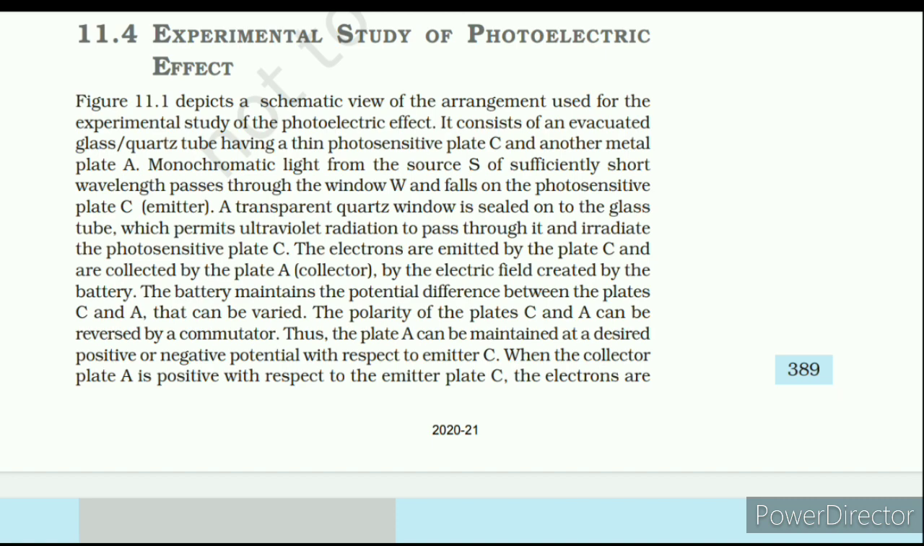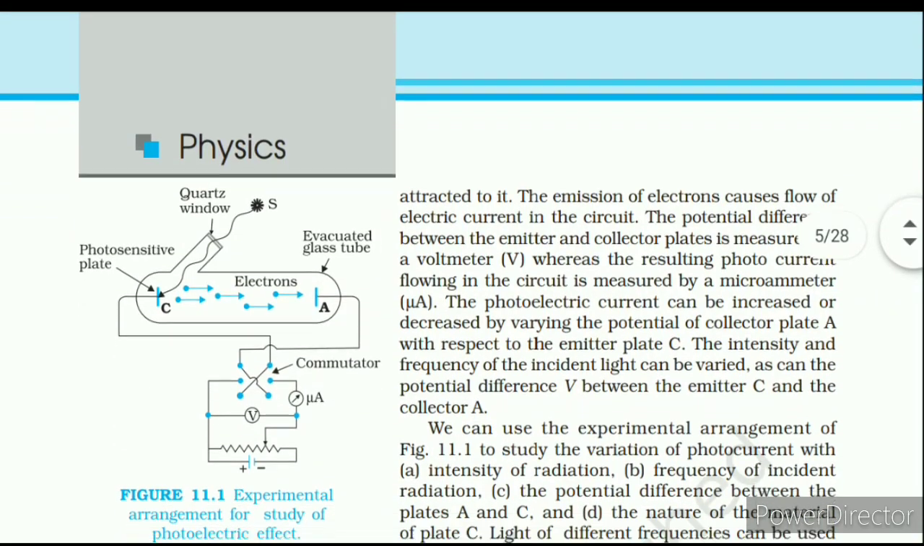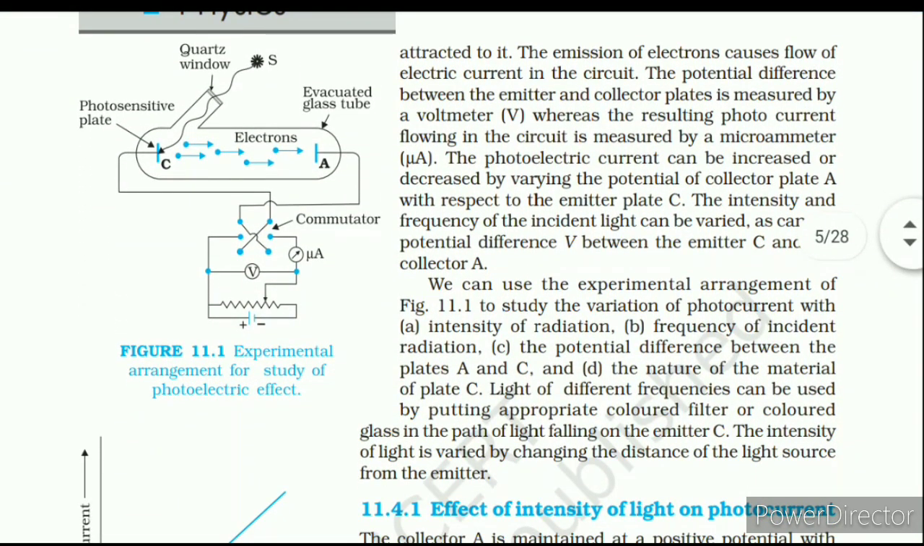At some stage, for a certain positive potential of plate A, all the emitted photoelectrons are collected by plate A and the photoelectric current becomes maximum or saturates. If we increase the accelerating potential of plate A further, the photocurrent will not increase. When the polarity is reversed, the electrons are repelled and only sufficiently energetic electrons are able to reach collector A. The photocurrent is found to decrease rapidly until it drops to zero.